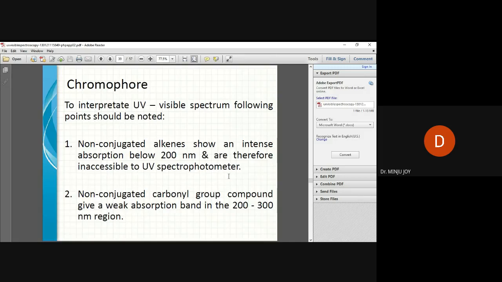Non-conjugated alkenes show an intense absorption below 200 nanometer and are therefore inaccessible to UV spectrophotometer. The absorptions which are below 200 will not be depicted in the spectrophotometer, because the range is from 200 to 400 nanometers. Non-conjugated carbonyl group compounds give an absorption band in the region 200 to 300 nanometers.